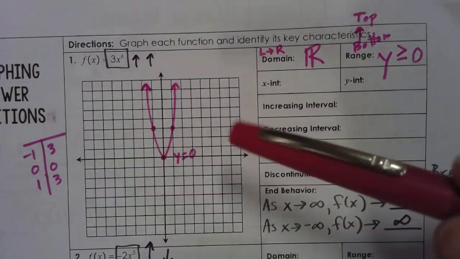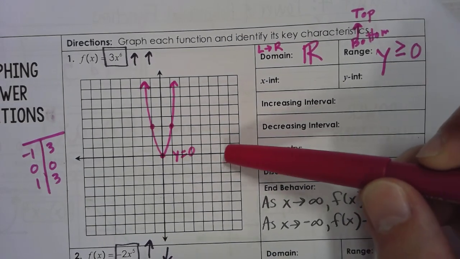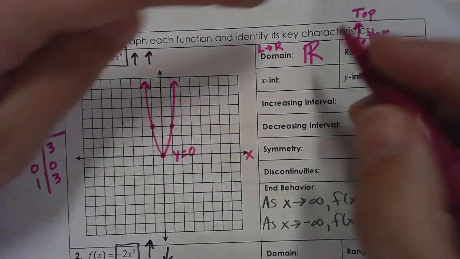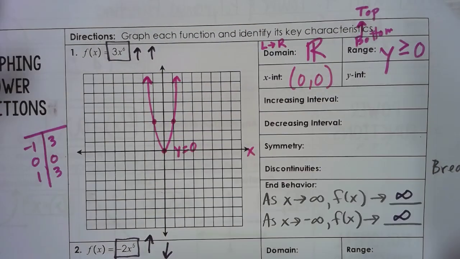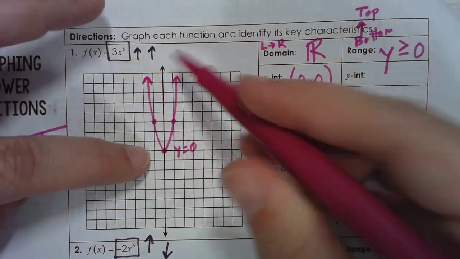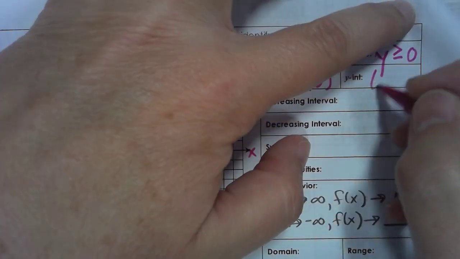All right, x-intercept, just trace along the x-axis. Where does our graph hit the x-axis? It's at the origin. I think for today they're almost all going to be at the origin because we're not moving them up or down any. Same thing along the y-axis. Hits at 0.